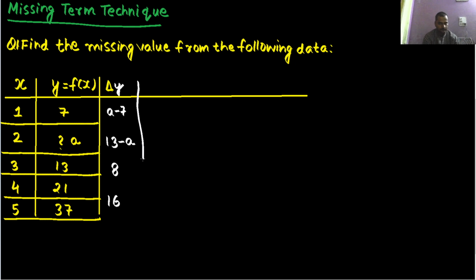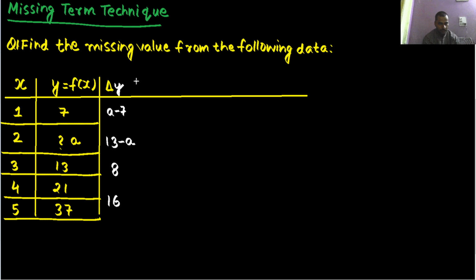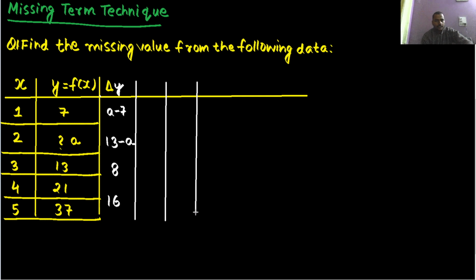This is again not looking good, so what I will do is this. Let's label the values y0, y1, y2, y3, and y4.